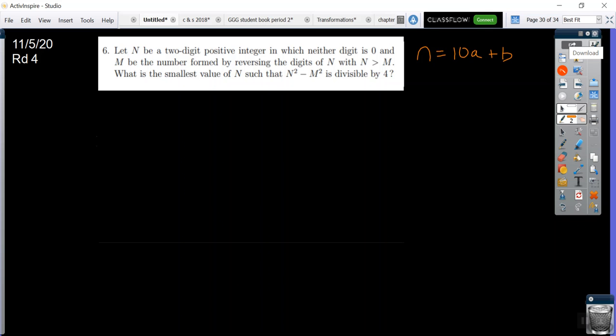In other words, we have our digit a and our digit b, but if I just do ab, that's a times b, that doesn't help. And this is the tens place, so we're writing it in expanded form. And m occurs when the digits are reversed, so that'd be 10 times b plus a. All right, so then we know that n is greater than m.